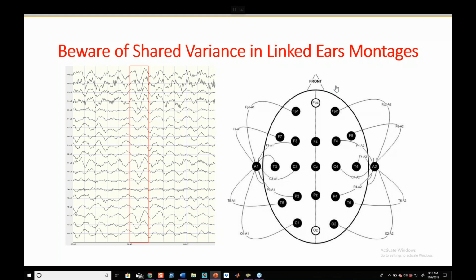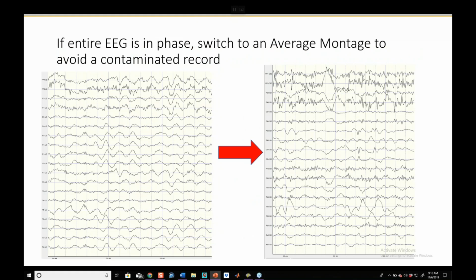Often, it's not that you have a bad piece of equipment, but that you have a loud source coming from the temporal lobes. So that could be T3, T5, F7, T4, F8, T6, meaning T3 is trumpeting out, in this case, a delta. And that delta is being picked up by A1, the ear electrode. And that ear electrode is then distributing the delta to every electrode that it is being compared to. And so what we end up with is an EEG that has a false global representation of, in this case, delta. So if you find that your EEG is in phase, you're going to switch to an average montage to avoid contaminated records.